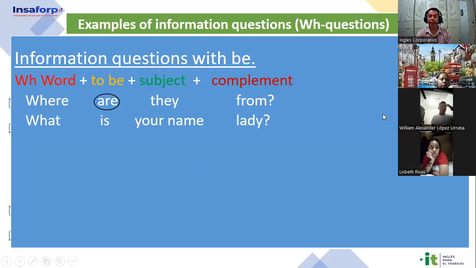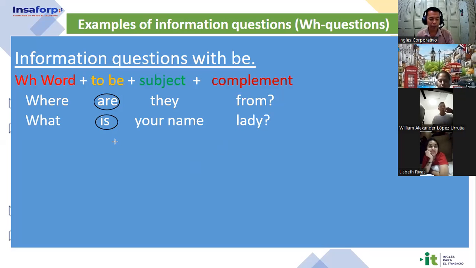What is your name, lady? What is your name? Again, we use the verb to be, right? Entonces, tenemos ejemplos de preguntas en las que se utiliza el verbo to be y que son de información.